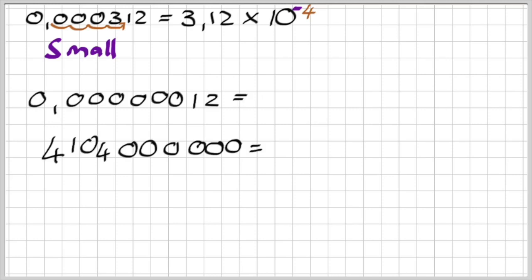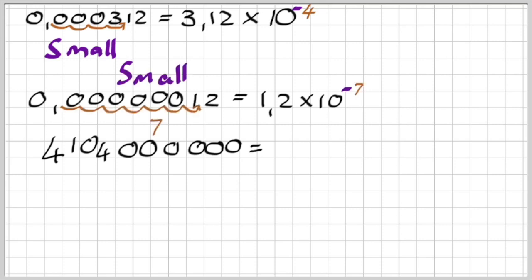Now you go and try these two sums yourself. Write them for me in scientific notation. If I look at the first one, it's going to be 1,2 times 10 to the power of something. Is it a small number or a large number? It's a small number, so therefore it's going to be a negative. I move the comma 7 times, so it's times 10 to the power of negative 7.